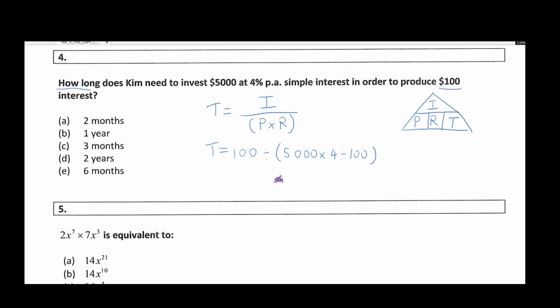So we type that into our calculator. 100 divided by bracket 5,000 times 4 divided by 100, close bracket. That's 0.5. 0.5 years. And that's equivalent to 6 months. Next question.